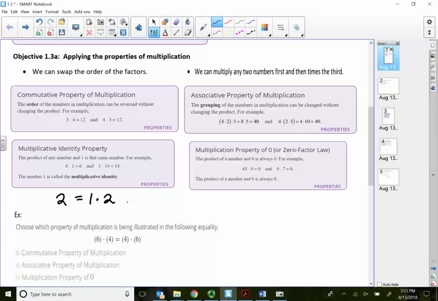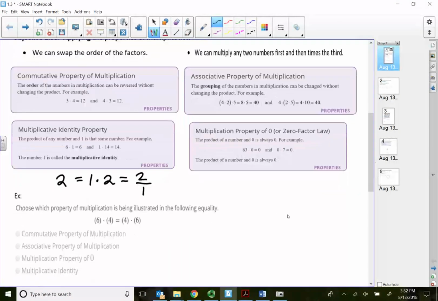Sometimes students say, well, what about the number over 1? That is true when we are dealing with fractions, or when we are dealing with division. When we are dealing with multiplication, you just need to be aware that every number is always times by 1. It's called the identity property. Multiplication property of 0, or zero factor law, simply says 0 times anything, the answer will always be 0.